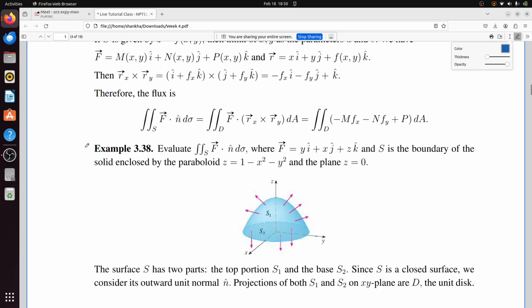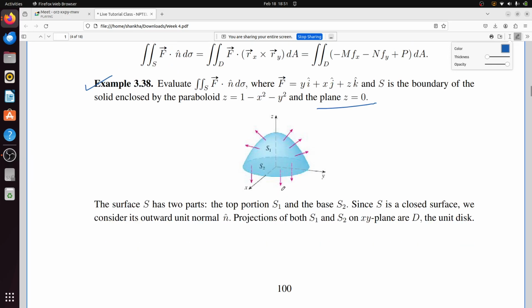Okay, so now move to the next problem. We have to evaluate this double integral S f dot n d sigma, where f is y cap plus xj cap plus zk cap, and S is the boundary of the solid that is enclosed by the paraboloid z equal to 1 minus x square minus y square, and the plane z equals to 0.